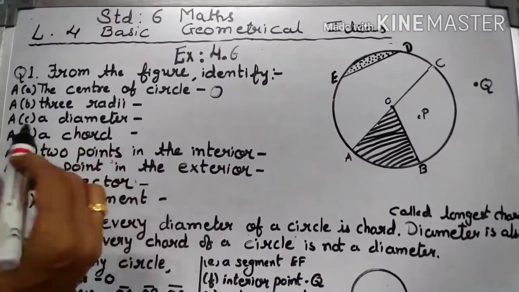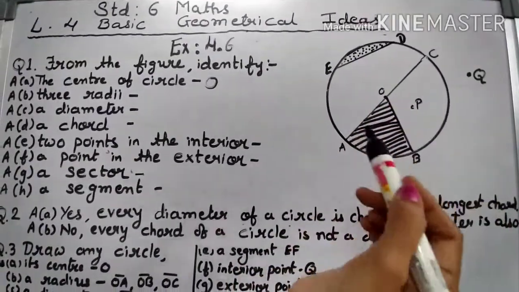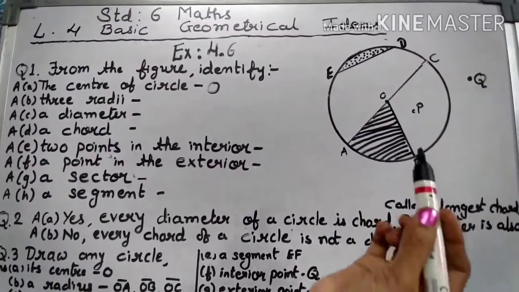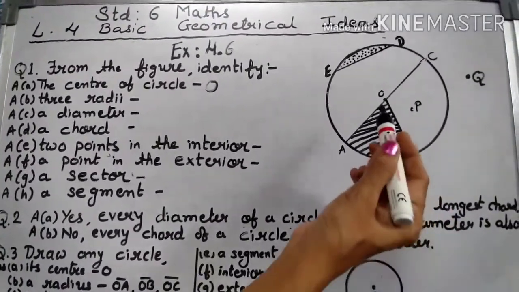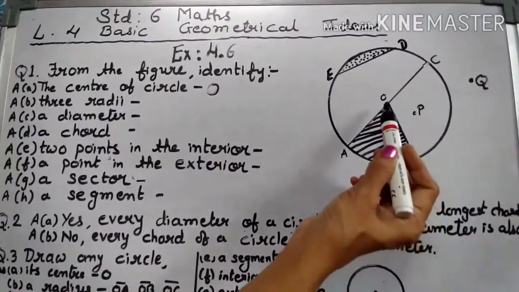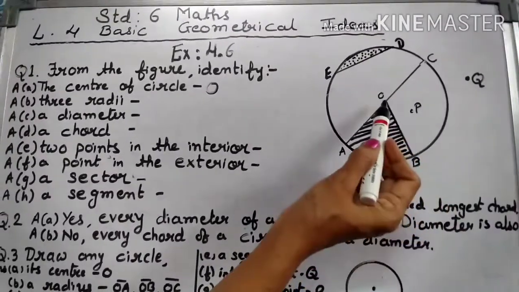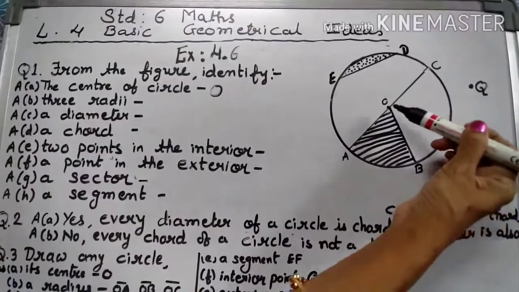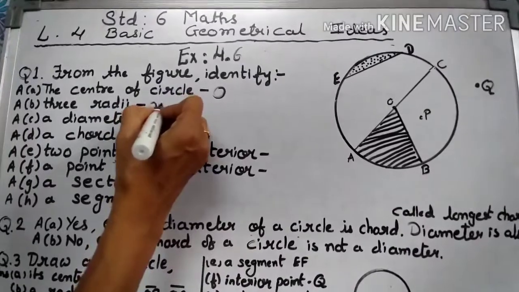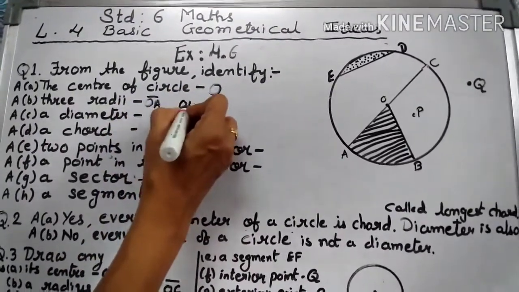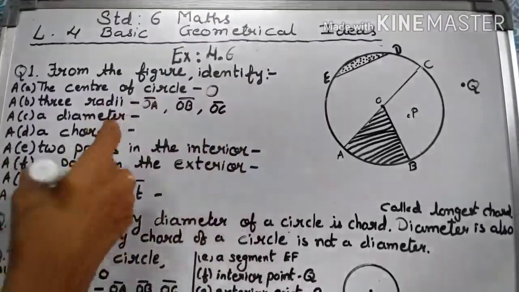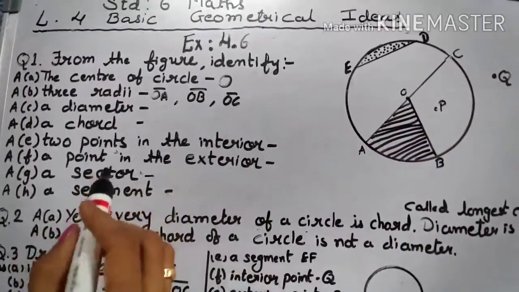Now, 3 radii. Which are the 3 radii in this figure? Students, as I had explained to you, a segment joining the center to a point on the circle is called a radius. Here, OA is one radius, OB is another radius, and the third one is OC. So, the 3 radii are segment OA, segment OB and segment OC. These are the 3 radii in the given figure.